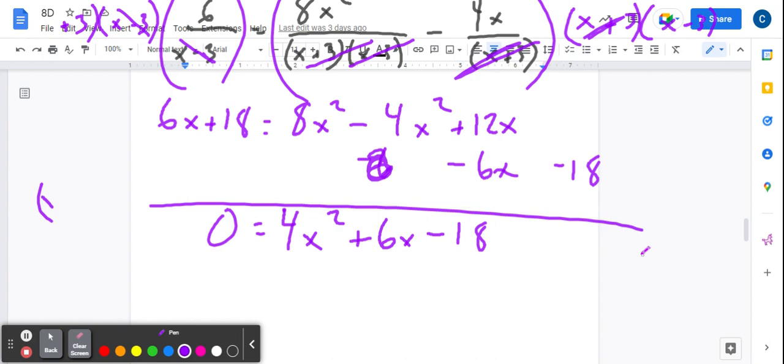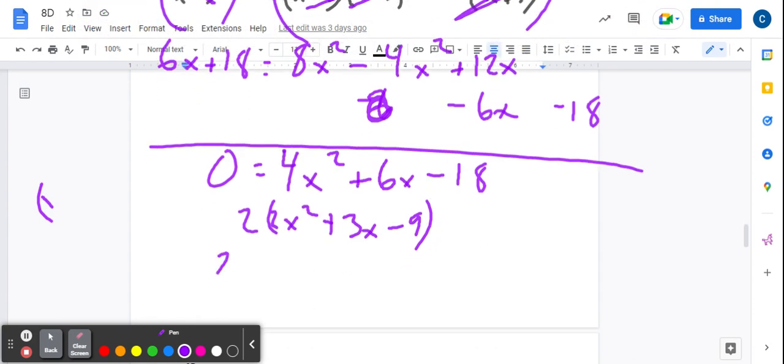We could end up factoring this further because we could pull a 2 out of here. And we have 2 times 2x squared plus 3x minus 9. Going to our factoring rules for this again, we're going to multiply the 2 and the negative 9 to get negative 18. And we need 2 numbers that multiply to negative 18 that add to positive 3. So that's going to be 6 and negative 3. So that's how we split up our middle term.